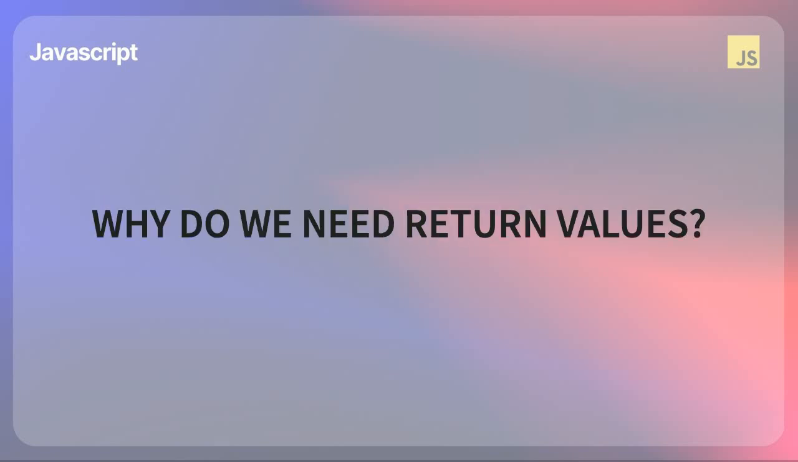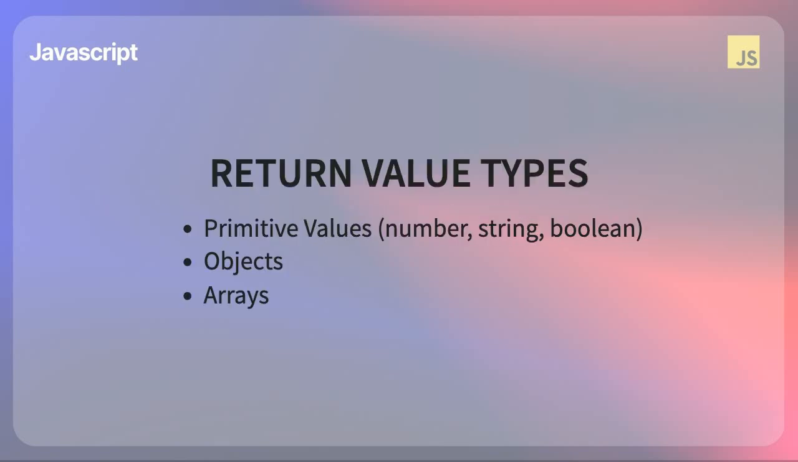Return values are essential for communication between functions and methods. They enable us to share data, get feedback, or trigger actions based on the result. There are several types of return values, including primitive values, objects, arrays, and even null or undefined.